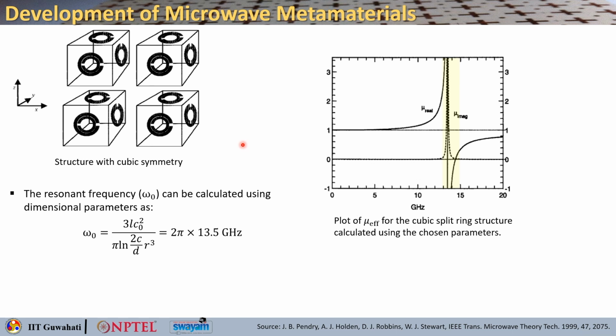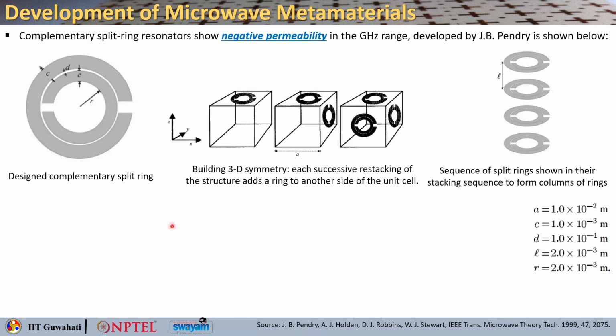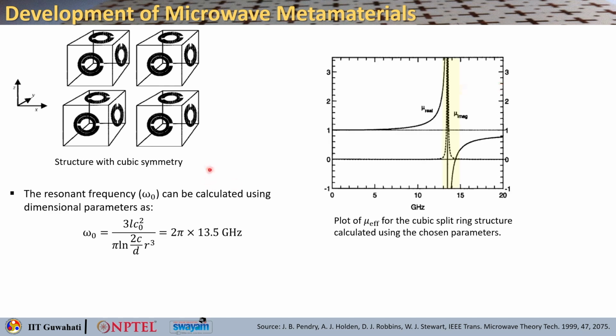And once you calculate the resonant frequency of this kind of structure, you can see that it depends on the structural parameters like R, C, D, and L. All these parameters are shown here. L is basically this particular spacing. So here also you understand that the frequency where the negative permeability will be seen depends on the structure. That is how you are able to make artificial materials giving you custom-made permittivity and permeability for a particular frequency range.